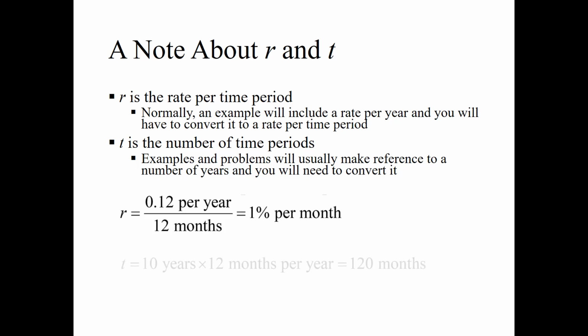t is going to be the number of time periods. And so for example, if you were to earn interest every month for 10 years, then you would take 10 years times 12 months in a year to get 120 time periods. And examples and problems will usually make a reference to a number of years, and you will need to convert it to the number of time periods.